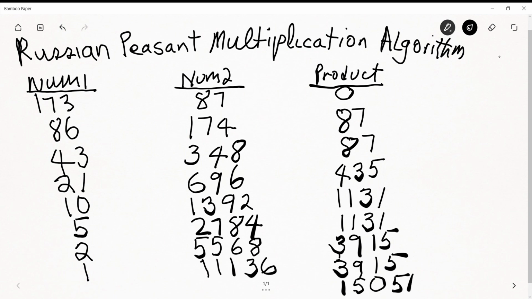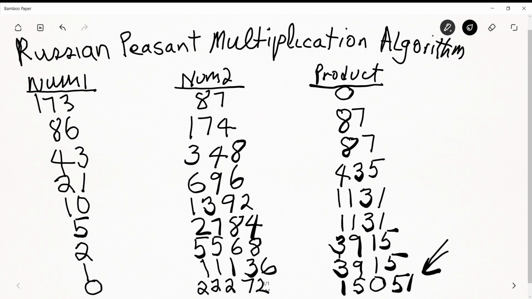15051. And then divide the first number by 2, that's a 0. And if I multiply the second number by 2, that gives me 22272. I'm done. So the final answer is actually 15051. That's it. So this is the algorithm known as the Russian multiplication.